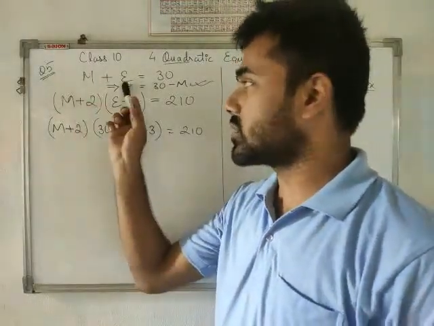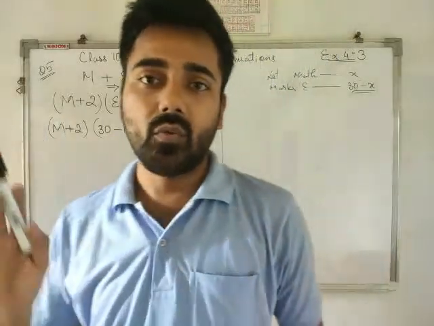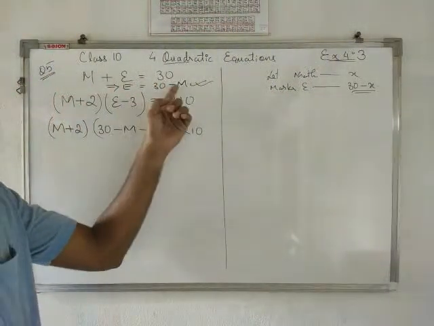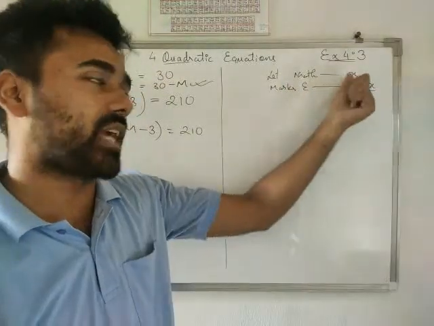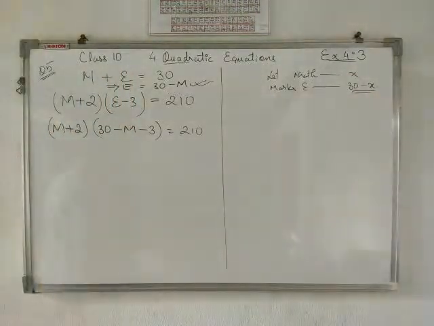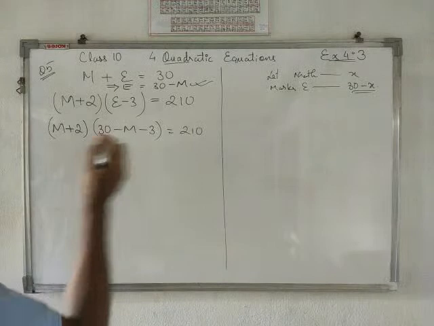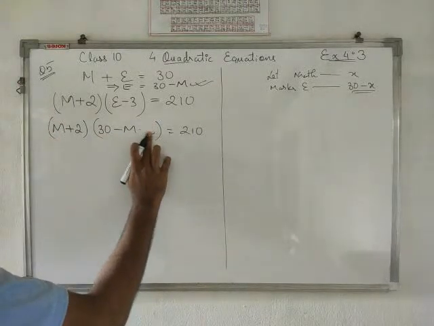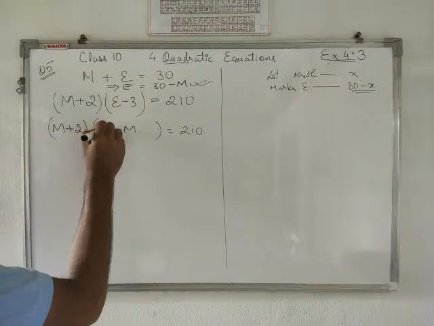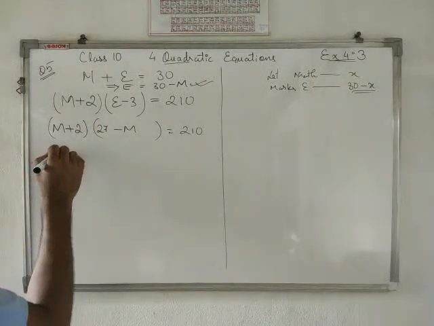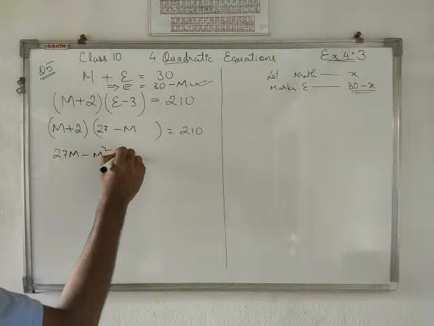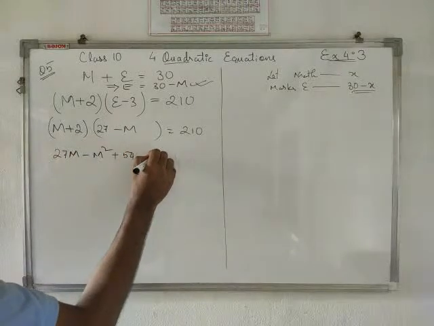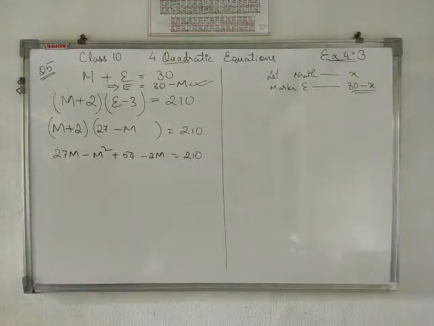The statement is saying the sum is 30, so I have written the sum is 30. Simple. Whether you write it in this way, or in this way, it means the same thing only. The sum is 30, that is why one is x and another is 30 minus x. Understood? So after that, this will be easily 27m minus m square plus 54 minus 2m. Okay, clear?